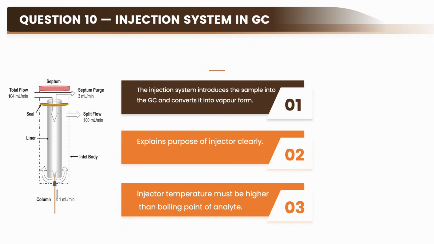The injection system is the part of GC where the sample is introduced and immediately vaporized before entering the column. The injector temperature should be sufficiently high to ensure complete vaporization of the sample. If the injector temperature is not optimized, problems like peak tailing or split peaks can occur. This answer reflects practical lab understanding.